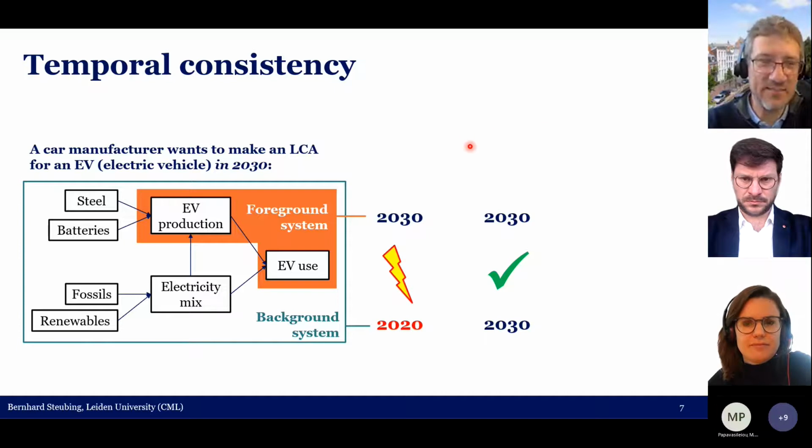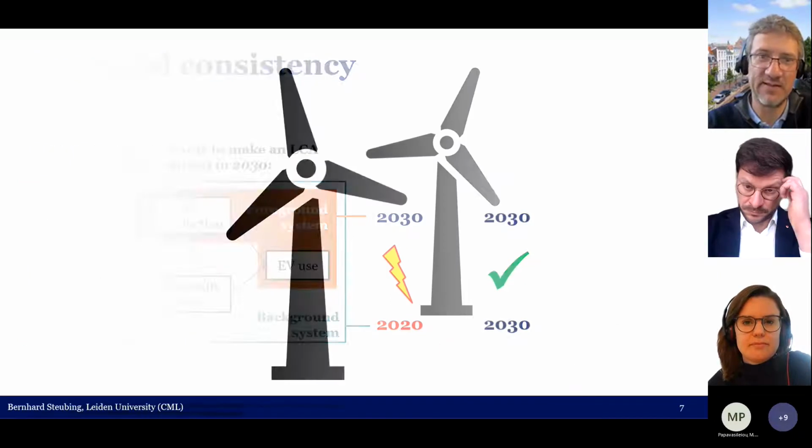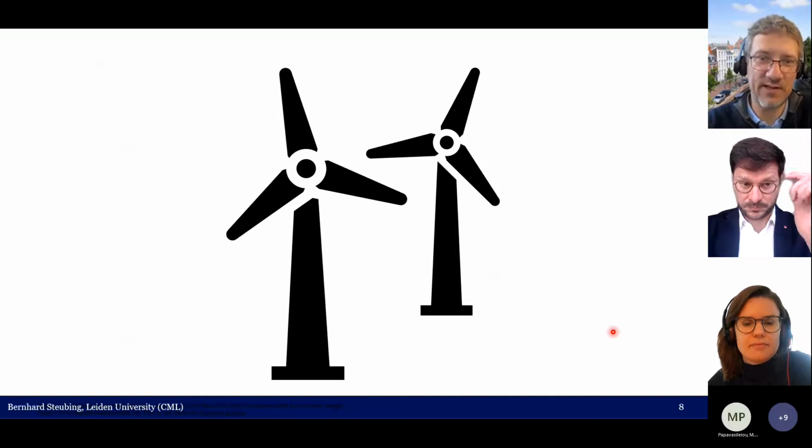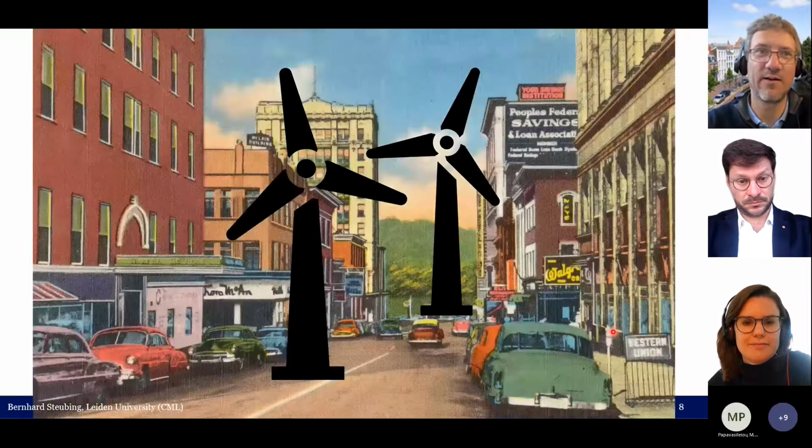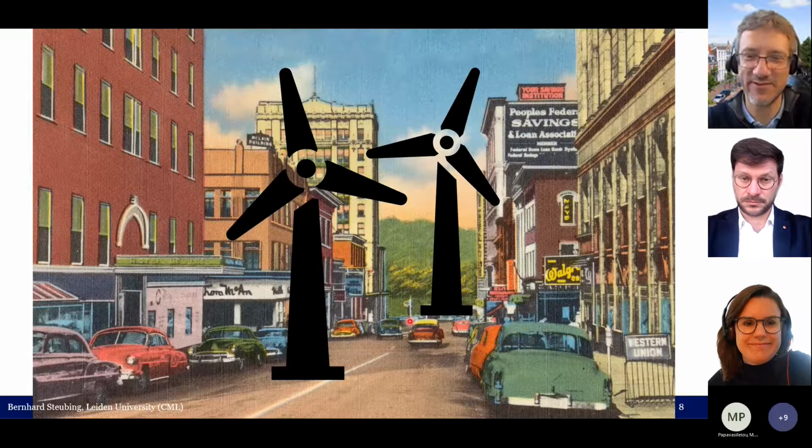The other issue to watch out for is temporal consistency. If the LCA is supposed to represent 2030, then both the foreground and background system should represent 2030, and not one 2020 and the other 2030. If we don't do that, it's like placing windmills in an economy of that time. Thanks to my colleague Brenda for this great pictorial inspiration here.